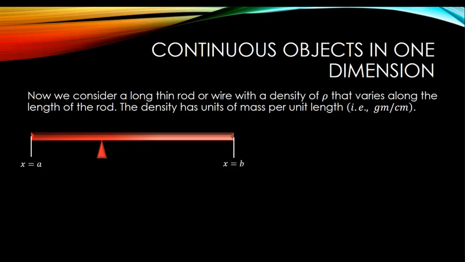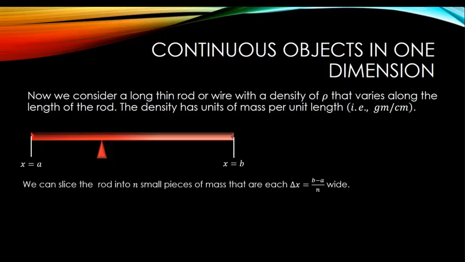So I'm going to set up my wire, and I'm going to say that the left end of my wire is at the location x is equal to a, and the right end of my wire is at x is equal to b. And I'm going to put a pivot point beneath my wire at some position. I can now slice my rod into n small pieces of mass that are each delta x wide, and delta x is given by b minus a divided by n.